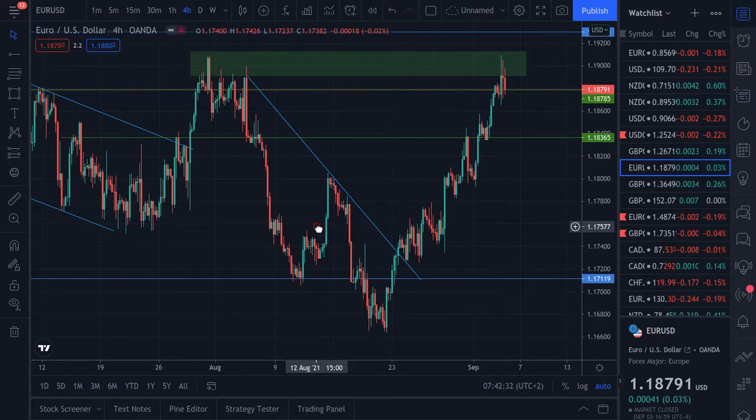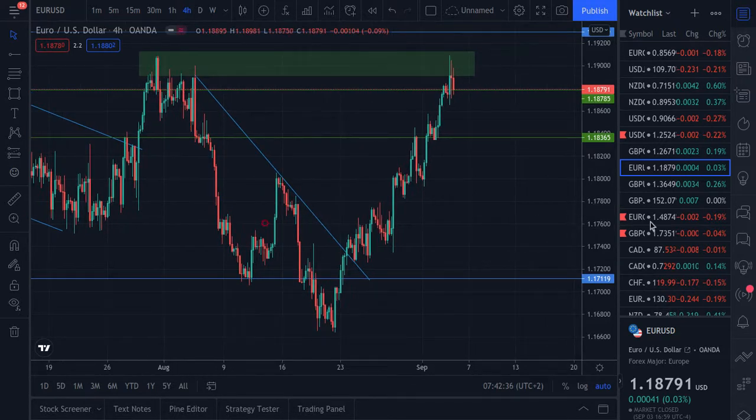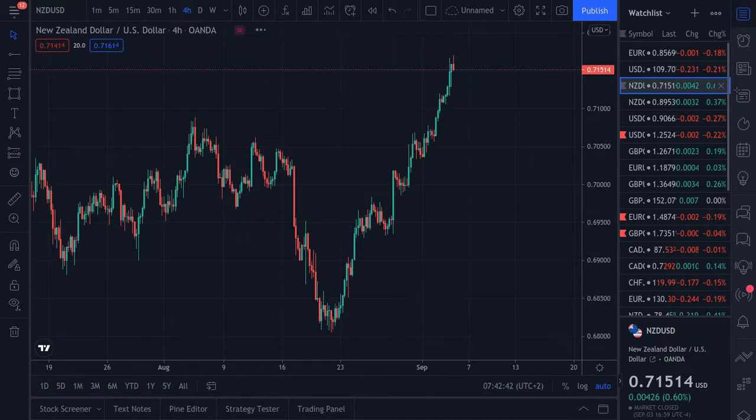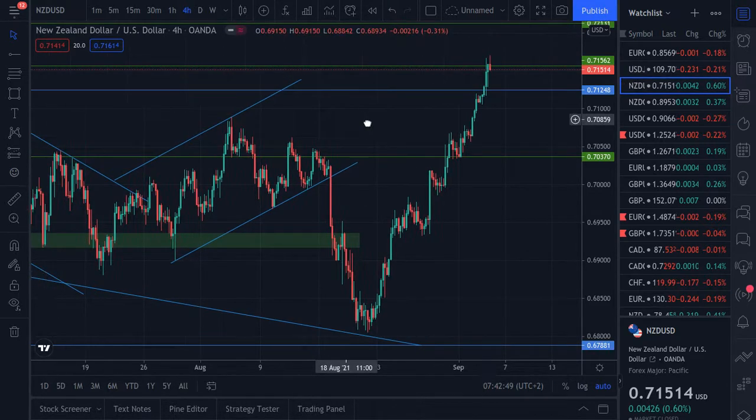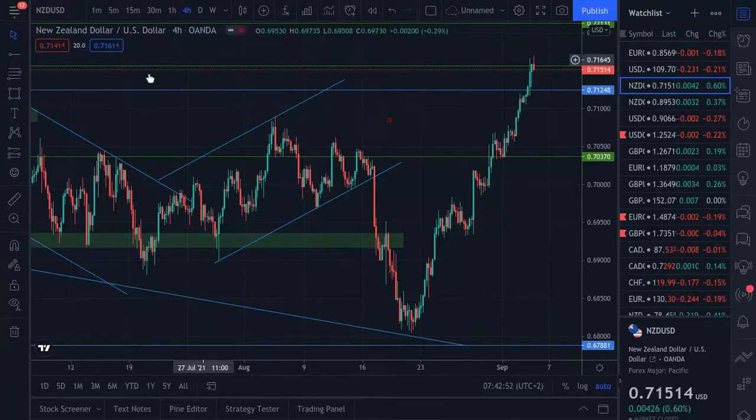So this would be Euro USD, also expecting a sell. And then another pair that I'll be looking at is NZD-USD. It also has been pulling up for a while now, and I'm actually looking for a sell now. So this is where it is right now. Let me just zoom it down.